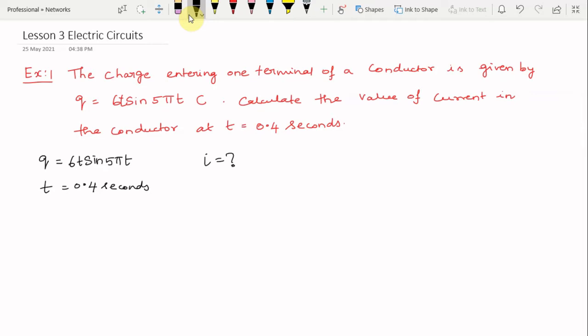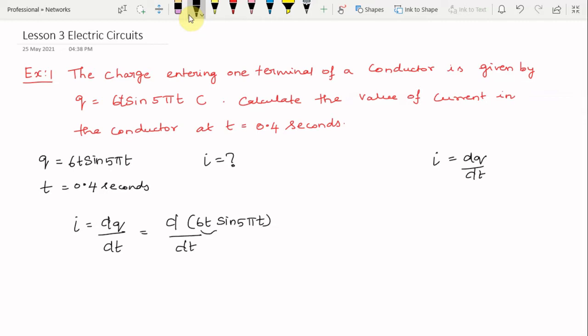The definition of current says that the current is the rate of flow of charges. So therefore, you should remember this formula: I is equal to dq by dt. We are going to apply this formula to find out the value of current. I is equal to dq by dt, so differentiating the given expression 6t sin 5πt with respect to t.